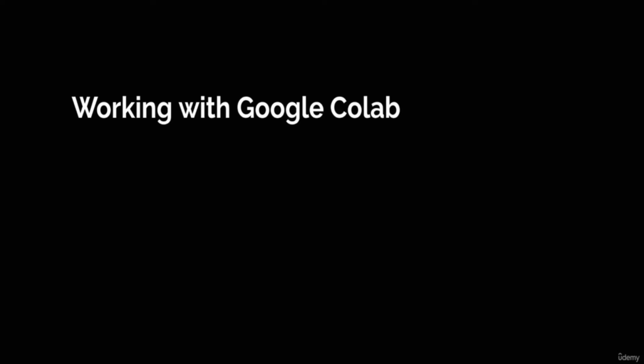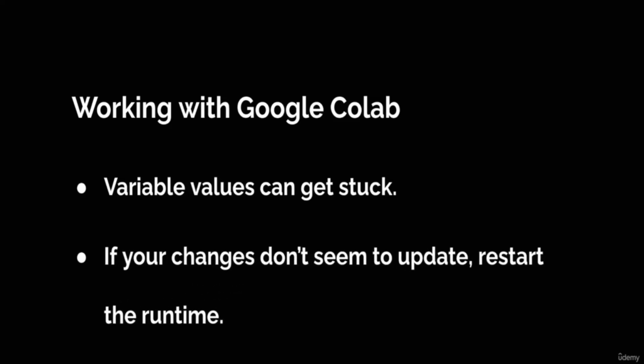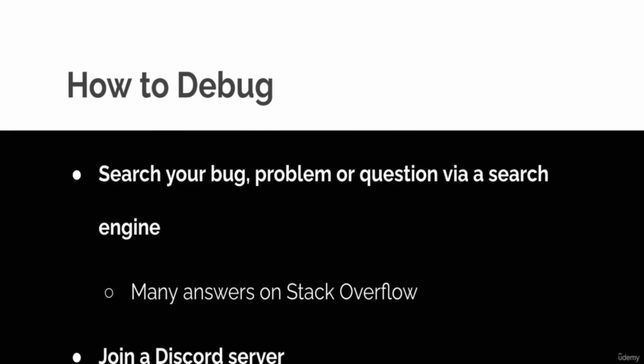One tip for working with Google Colab, which is what we recommend for this course, is sometimes, rarely, a variable value can get stuck. So if your cells seem to be running with no end, just restart your runtime. Also, if you make a change to your project, but you don't seem to see anything different happen, then also restart your runtime. This is rare, but it can happen in Colab.